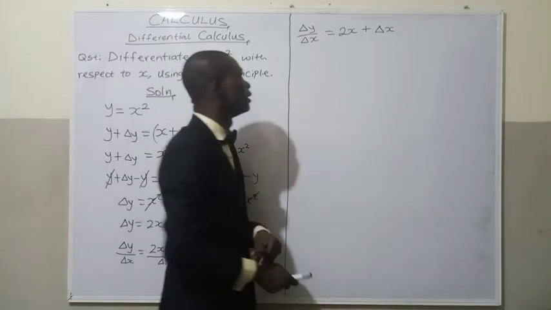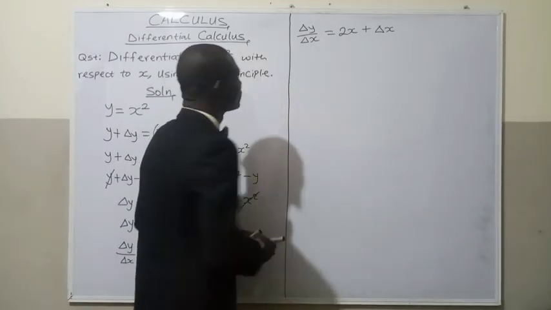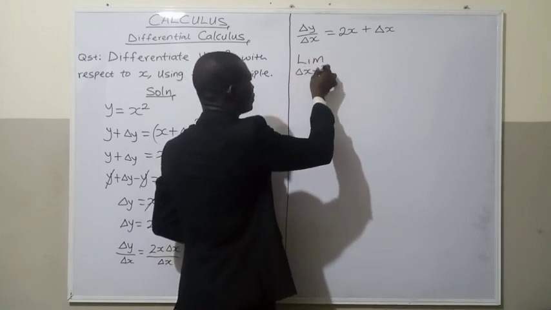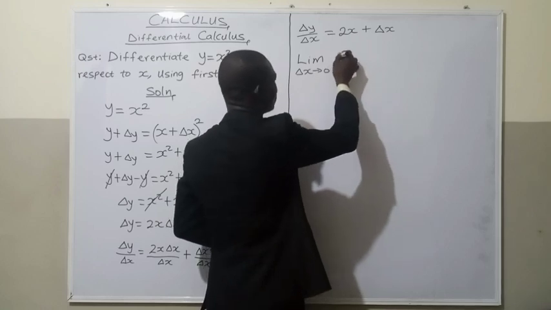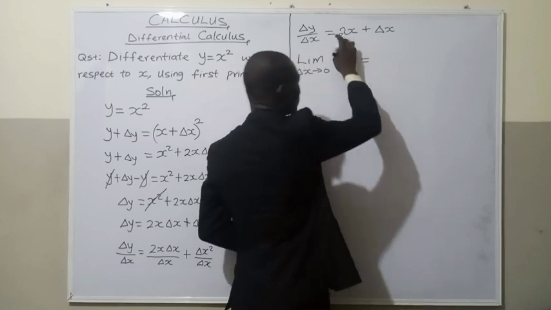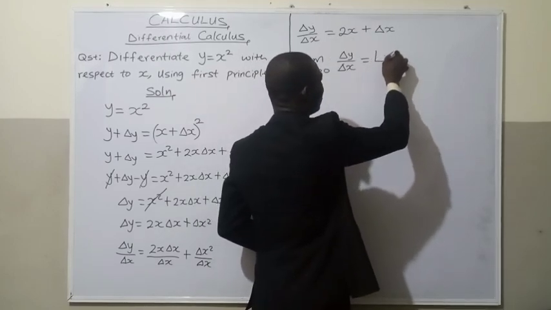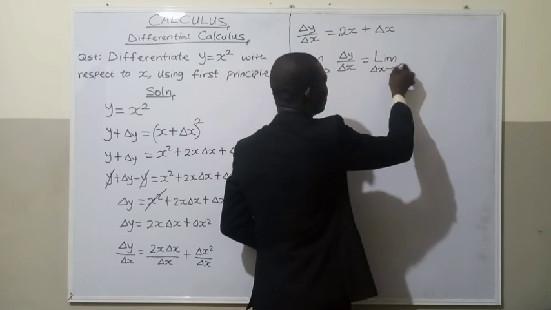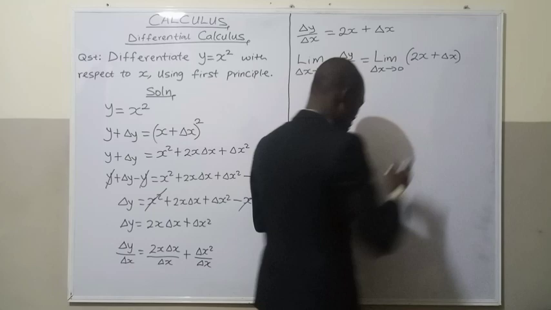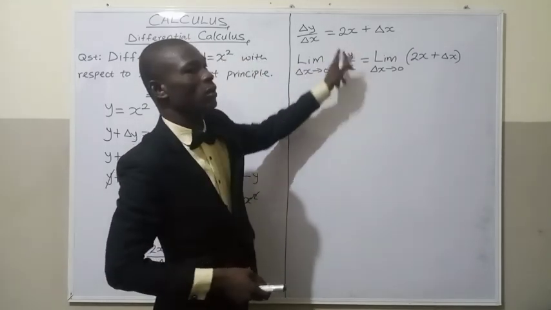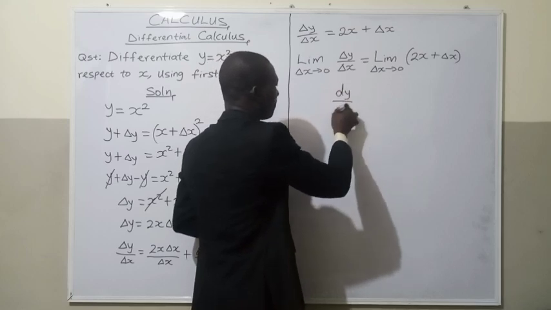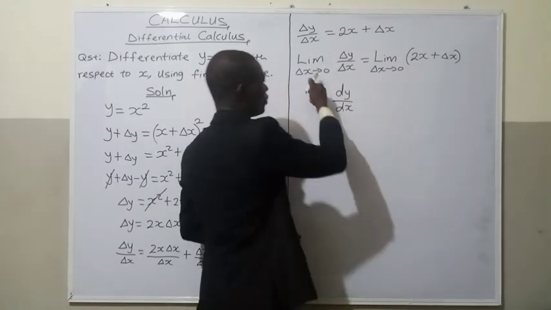So the next thing we need to do is to introduce our limit. In introducing the limit, we are going to limit delta x to tend to 0. So as delta x tends to 0 for delta y over delta x, the same thing is going to be applicable to the right hand side. That's the limit as delta x tends towards 0 of 2x plus delta x. And when we introduce limits to the left hand side for delta y over delta x, it's going to change delta y over delta x to dy by dx.